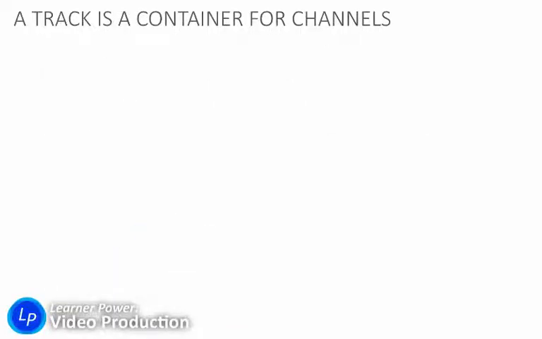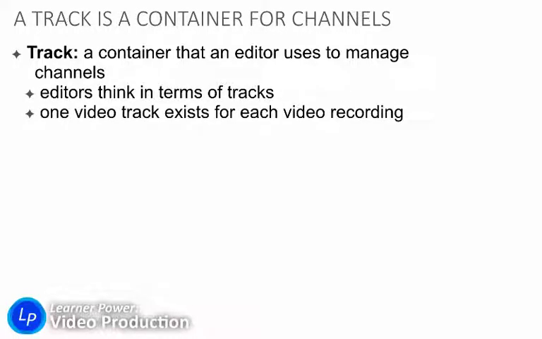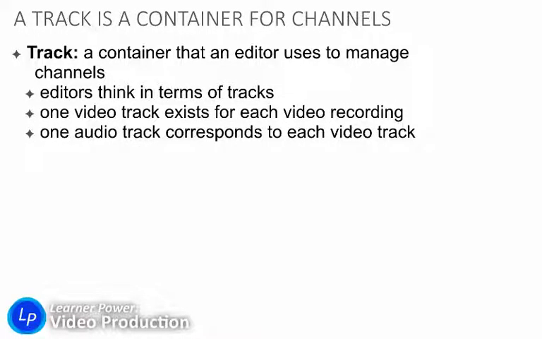But first, I want to cover a few things about the difference between tracks and channels. So one microphone records to one channel, you got that, but in video editing, we think in terms of tracks. A track is a container used by an editor to manage channels. We can think of a track of video, but we also have a track of audio. Editors have to think in terms of tracks when they're editing, and one video track exists for each video recording, and therefore one audio track corresponds to each video track. One track of video has a corresponding track of audio.